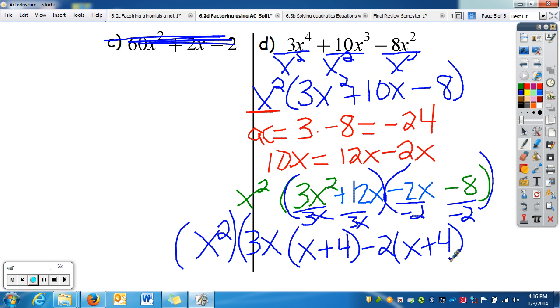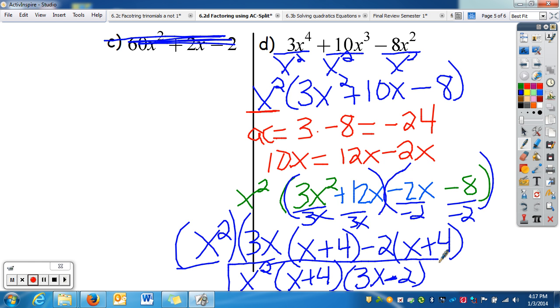Alright, so my two factors, or three factors in this case, we have x squared, what we pulled out initially, x plus 4, 3x minus 2. And that is my final answer.